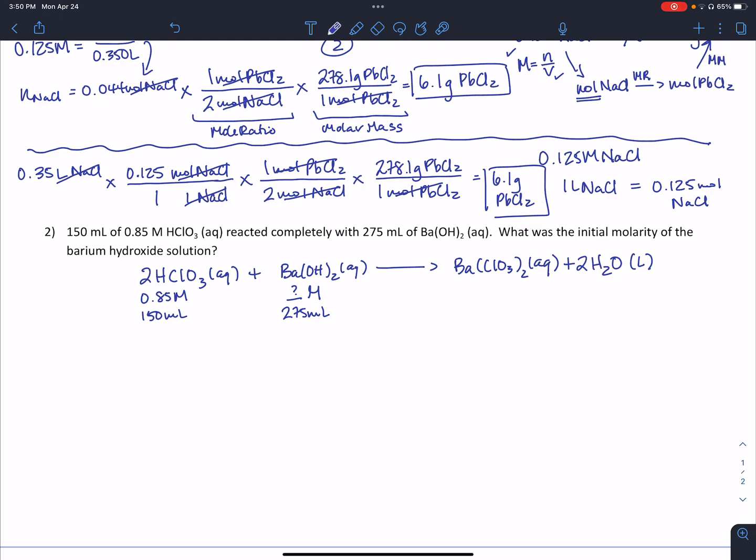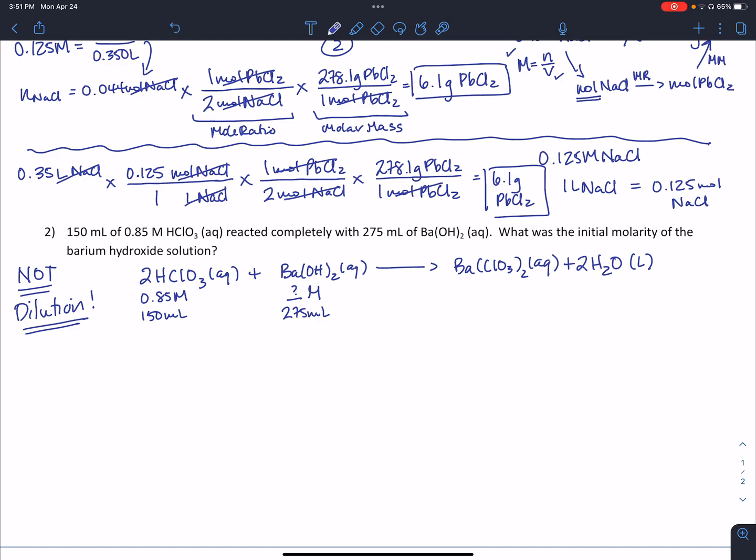Now, as soon as students see this problem, their first thought is, oh, I'm going to use my dilution formula. This is not dilution, all right? This is a reaction. So we don't use the dilution formula, we use stoichiometry to solve this problem.